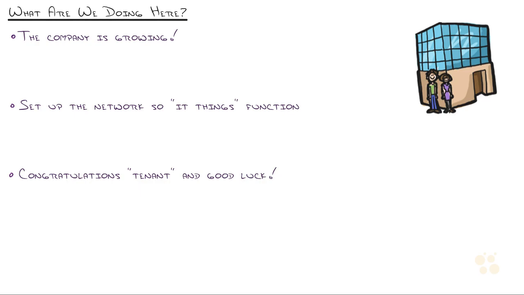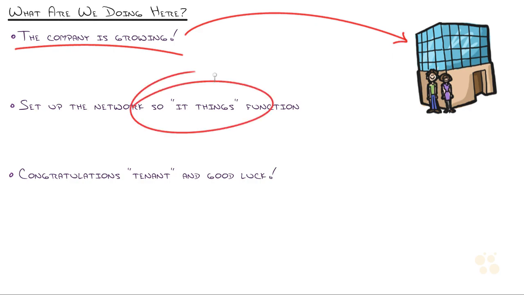Well, as I mentioned at the very beginning of the series, we are departing from the traditional method of education and taking a project-based approach. So in order for us to be successful, we have to have a project to work on, and this is it. The company that we're working for, or we're contracted with, is growing. As a matter of fact, they just expanded to a brand new office suite. And they've brought us together to set up the network so all the IT things function.